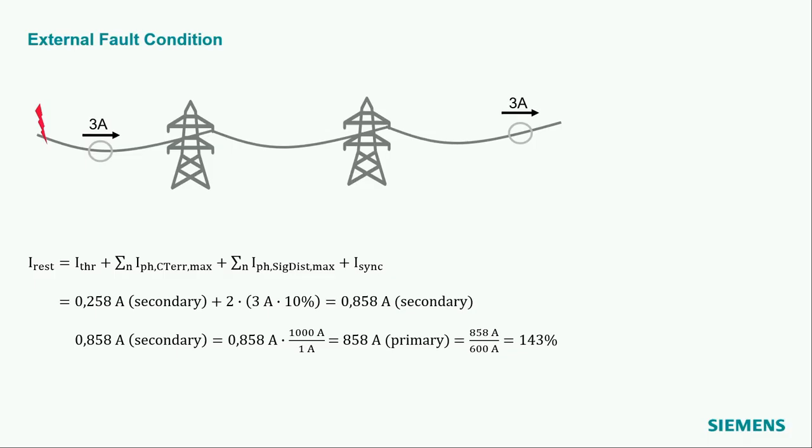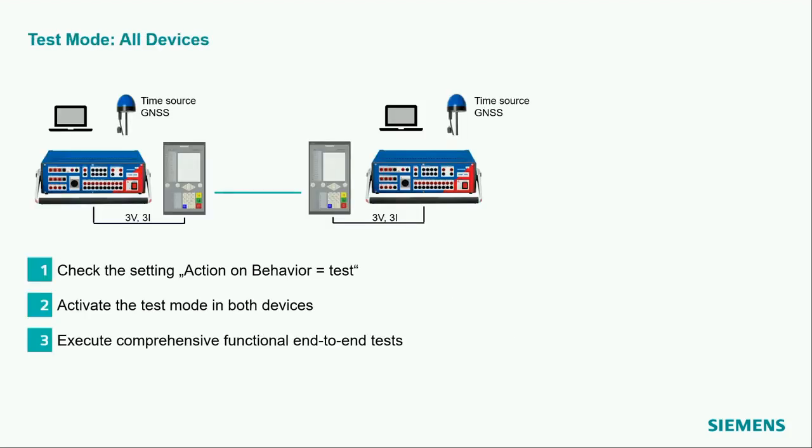Now I want to explain to you the different test modes that we have, and therefore I also prepared some slides. First test mode is the setting test mode of all devices. Here we have a setup. You can have a setup in mind like it is shown on the slide. For example, you have the two devices standing on your desk in your laboratory, and you have two Omicrons connected to each device, and the two Omicrons are synchronized with each other.